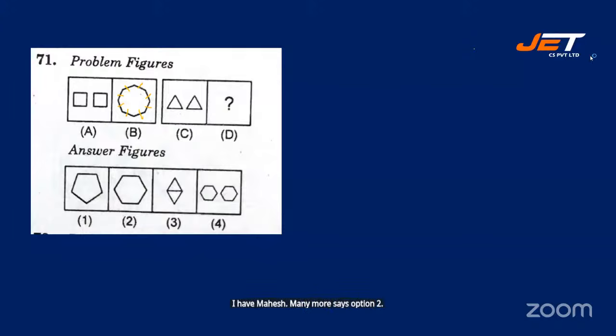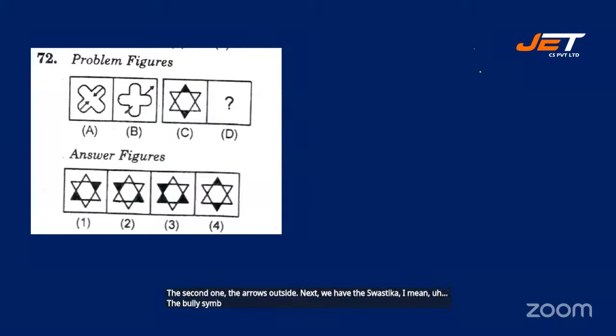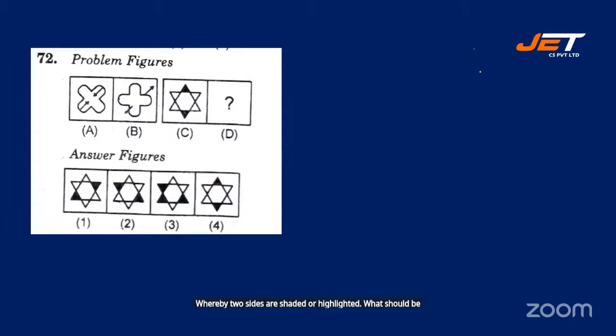All right, let's see which is the correct one. It is option 2. Good students. Right, because the next one should be the continuation, isn't it? Yes, good. Right, now let's move on to the next question. See the problem figure. We have a flower kind where the first one has arrows inside, the second one has the arrows outside. Next, we have the swastik rangoli symbol, whereby two sides are shaded or highlighted. What should be the fourth one?